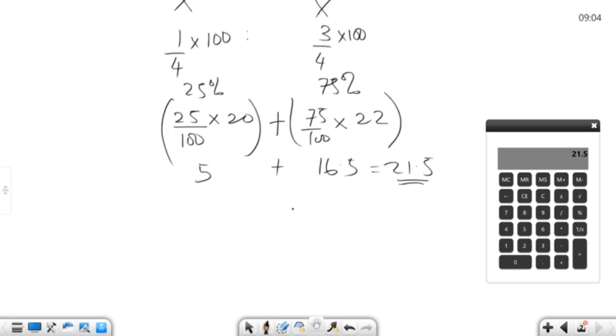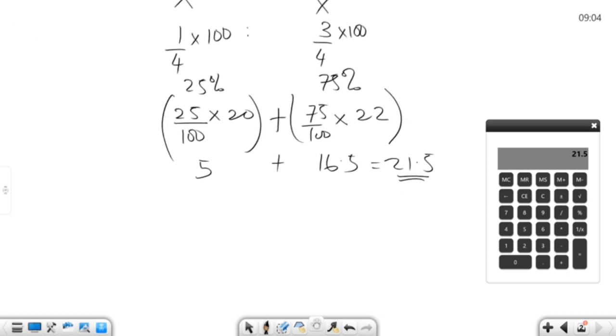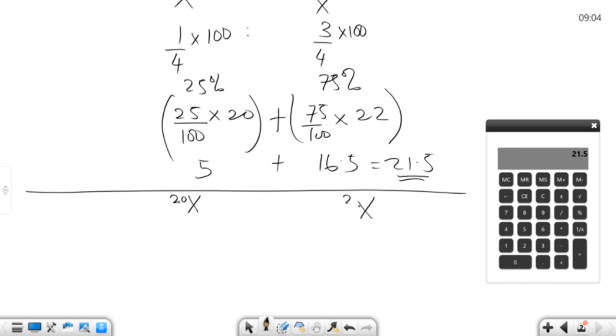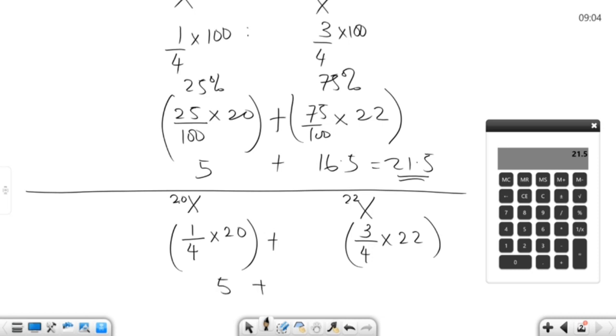So if you want to solve with the ratio directly, this is how you do it. We take the atomic masses, this is 20 and this is 22. So this is 1 and this is 3. The total is 4, so it becomes 1/4 times the atomic mass 20, plus 3/4 times the atomic mass, which is 22. So when you solve for this, you are going to get 5 for the first, and for the second, let's look at this.